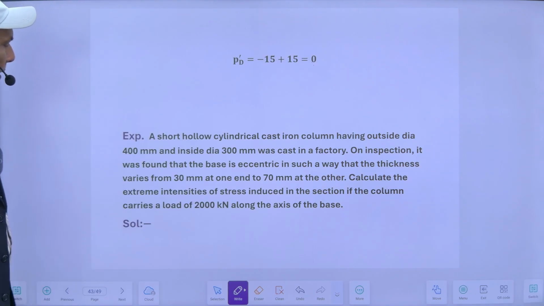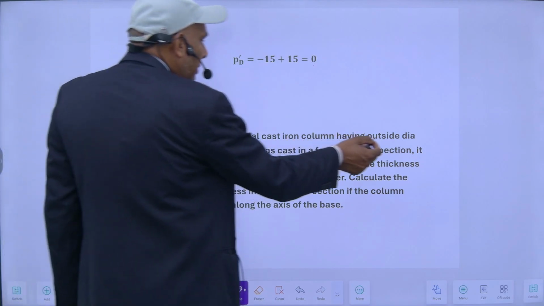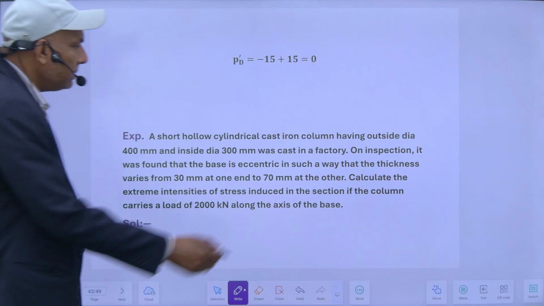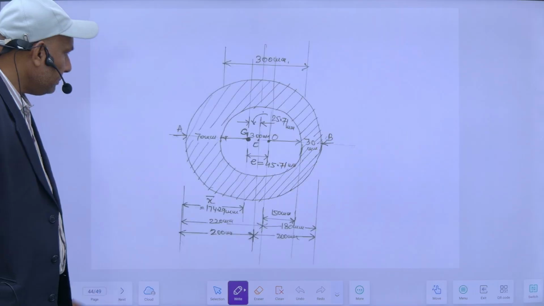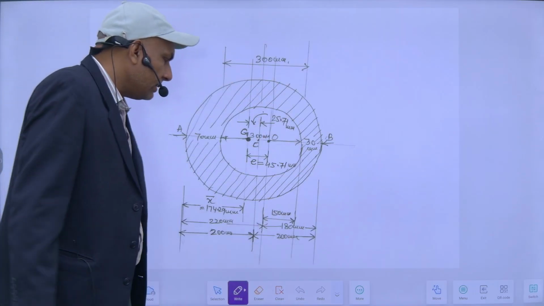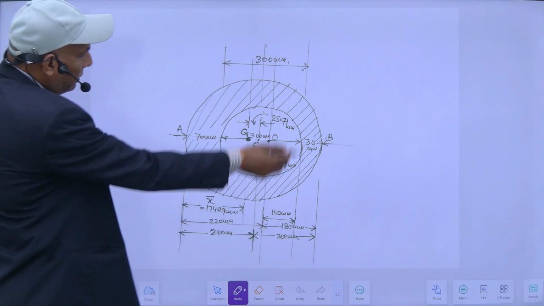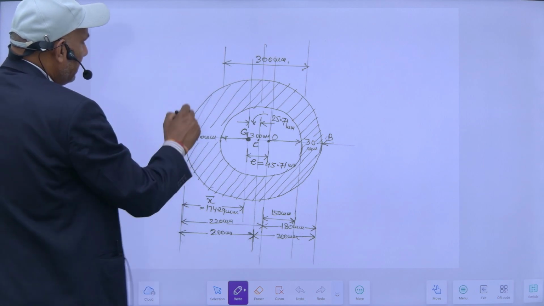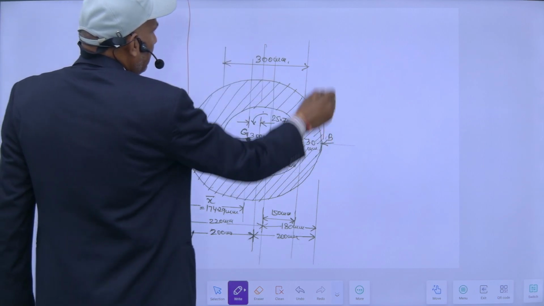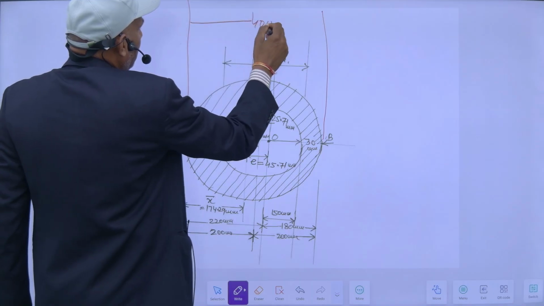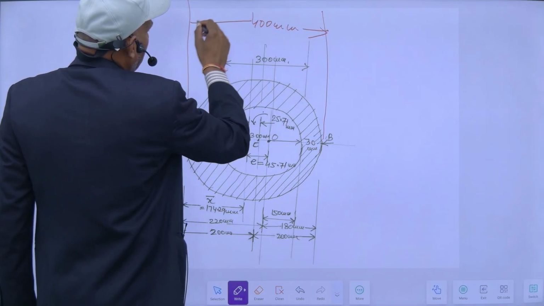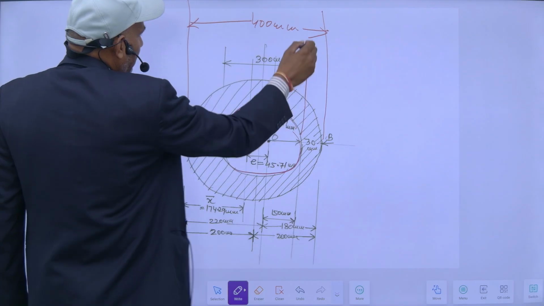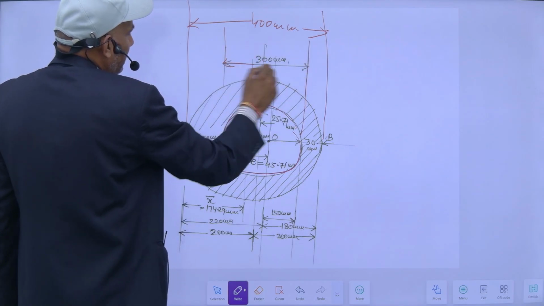Next question: a short hollow cylinder cast iron column, having outside dia 400 and inside dia 300, was cast in a factory. So this is my section of a cylindrical column. This is the column. Its outside dia is 400 mm, and its internal dia, the dia of this one, is 300 mm.